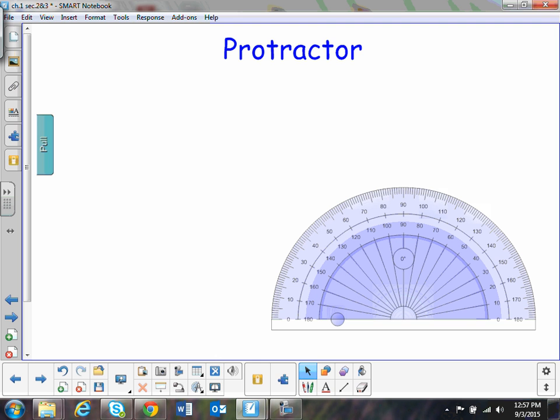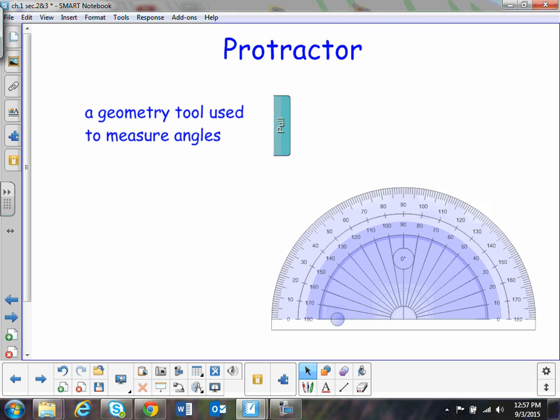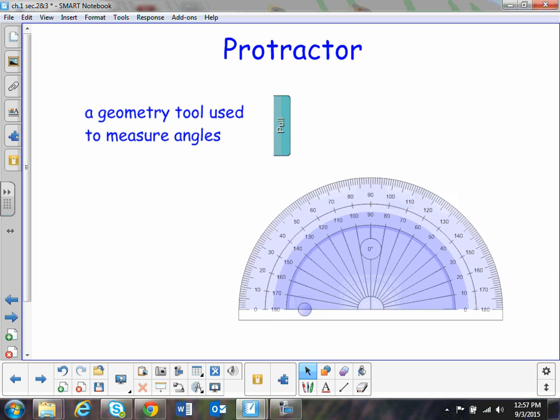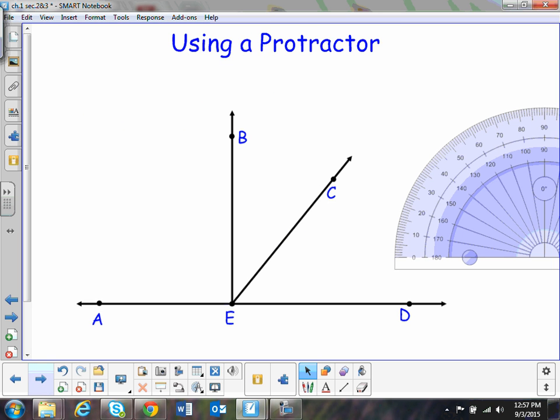Protractor. Most of y'all might have used this last year, maybe one time or another. It's a geometry tool to measure angles. This is what it looks like. So let's practice using the protractor. If you don't have one, just jot down and see how we're doing this. So let's measure these angles.